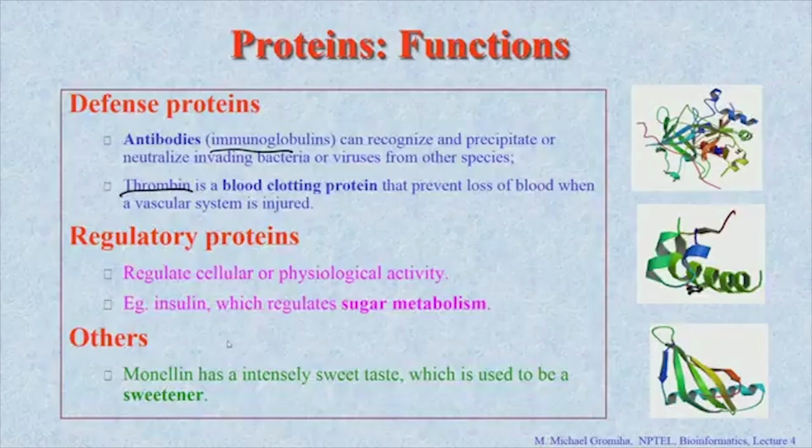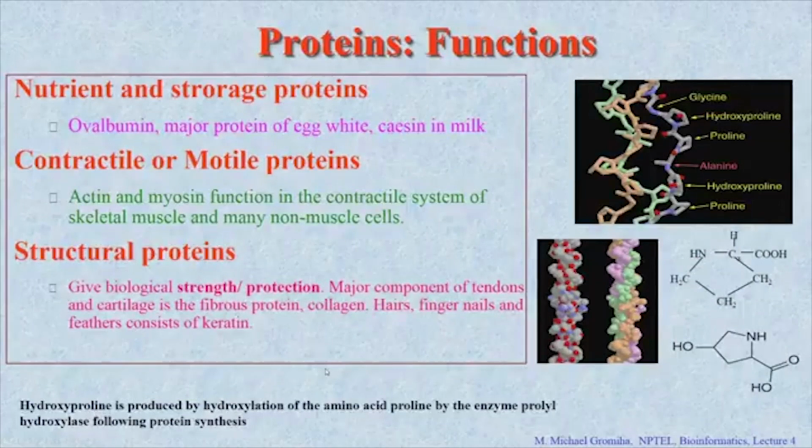And a lot of other proteins have different functions. One example is monellin, a protein which is also used as a sweetener, right, it is safe. Then there are also nutrient proteins, which is the one usually people know. If you talk about proteins, immediately they will tell you that you can eat beans, right. So you will get a lot of protein, right.